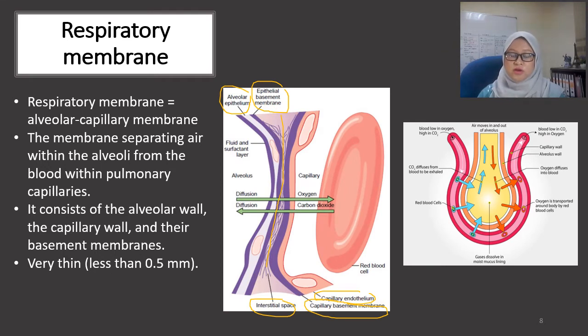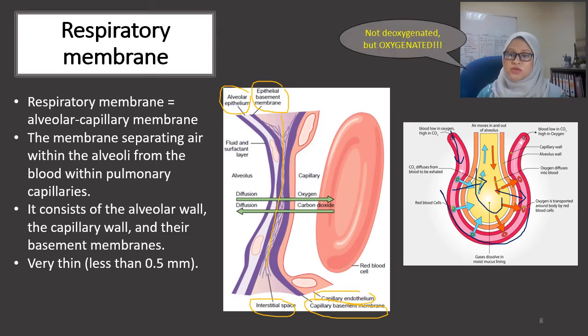So this is another figure of respiratory membrane. This is the alveolus and this is the pulmonary capillaries. So when deoxygenated blood from the pulmonary capillaries reaches the respiratory membrane, the carbon dioxide in the blood will diffuse into the alveolus from the capillary, whereas oxygen from the alveolus will diffuse into the pulmonary capillaries. So this newly oxygenated blood will be transported to the tissues via circulation.